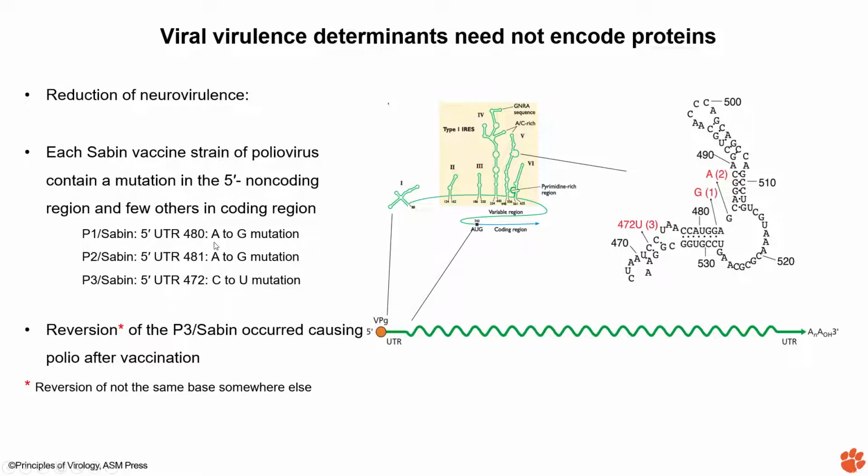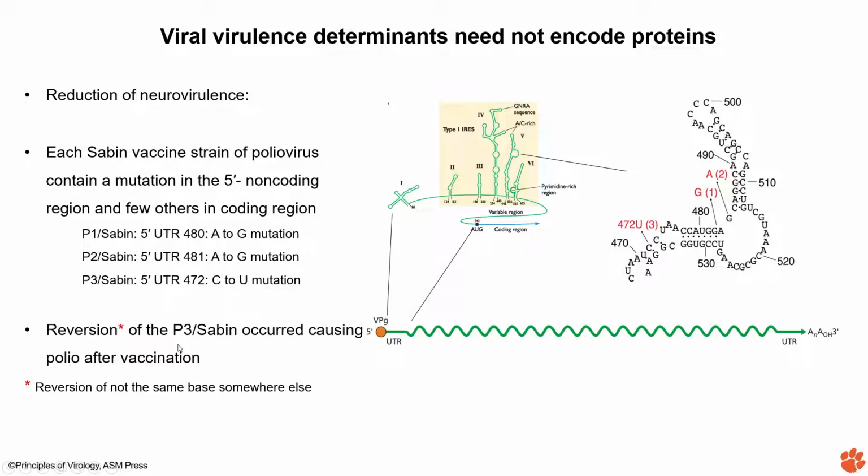For P1, you have a 480 A to G mutation. Then in P2, a 481 A to G mutation. And in the 5' UTR at 472, you have a C to U mutation. So these single mutations in the 5' UTR can change the virus into an attenuated strain. It's really amazing. No proteins, just the genome RNA.